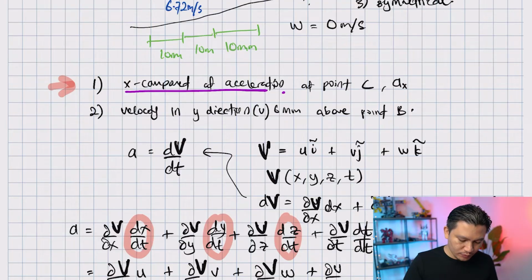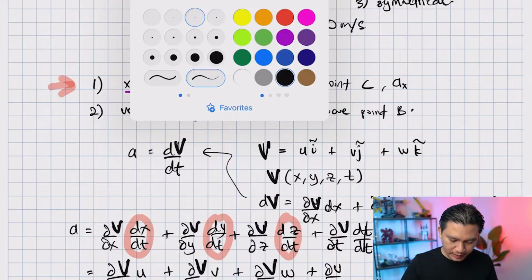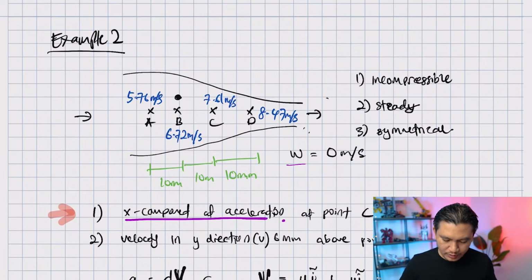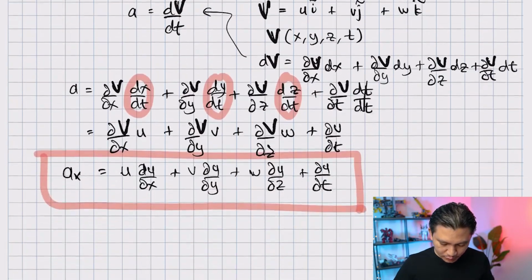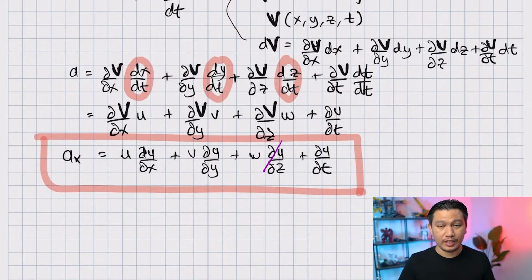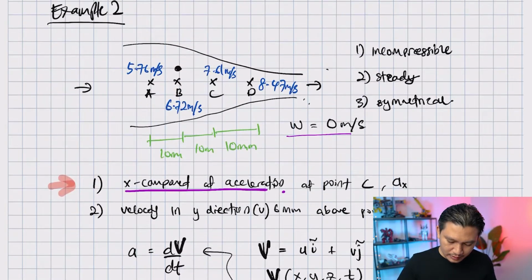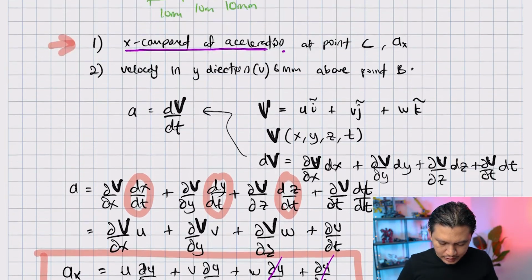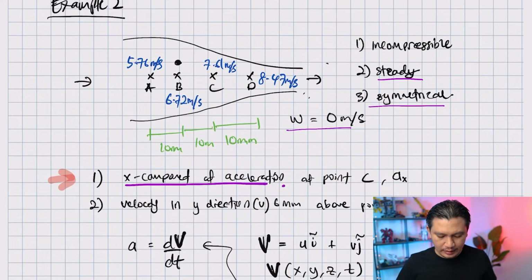Okay, now let's see if we have a few components of this equation that we can cancel out. First of all, it says here that w is 0, so immediately we know that this term is 0. Next, we also know that the flow is steady, so there is no change in time, meaning that del u over del t is also 0. And when we assume that the flow is symmetrical, meaning that at the center line of this pipe, there is no velocity in the y direction.